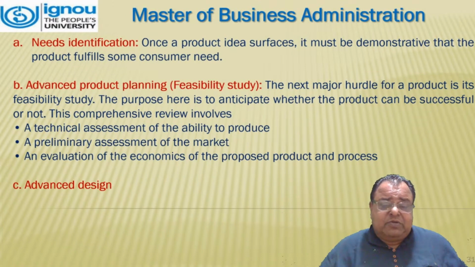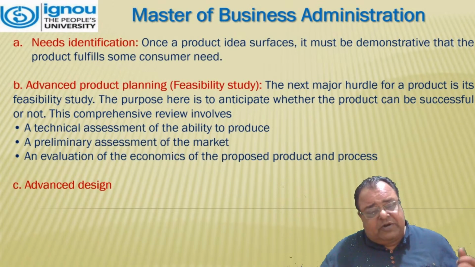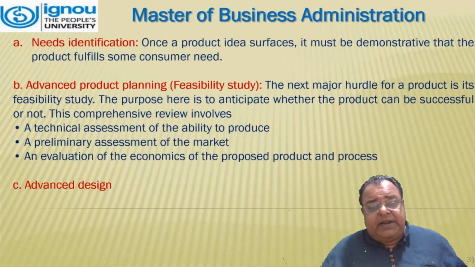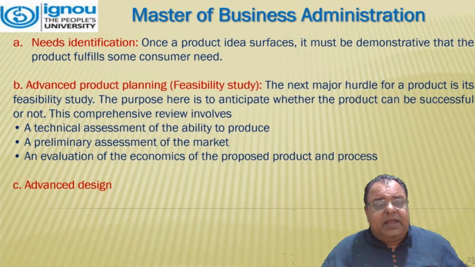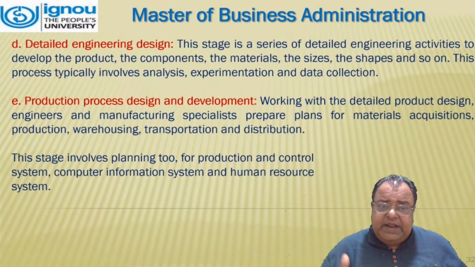The purpose here is to anticipate whether the product can be successful or not. This comprehensive review involves, first, a technical assessment of the ability to produce. Secondly, a preliminary assessment of the market. And the third one is an evaluation of the economics of the proposed product and processes. Third one is advanced design. Fourth one is detailed engineering design.